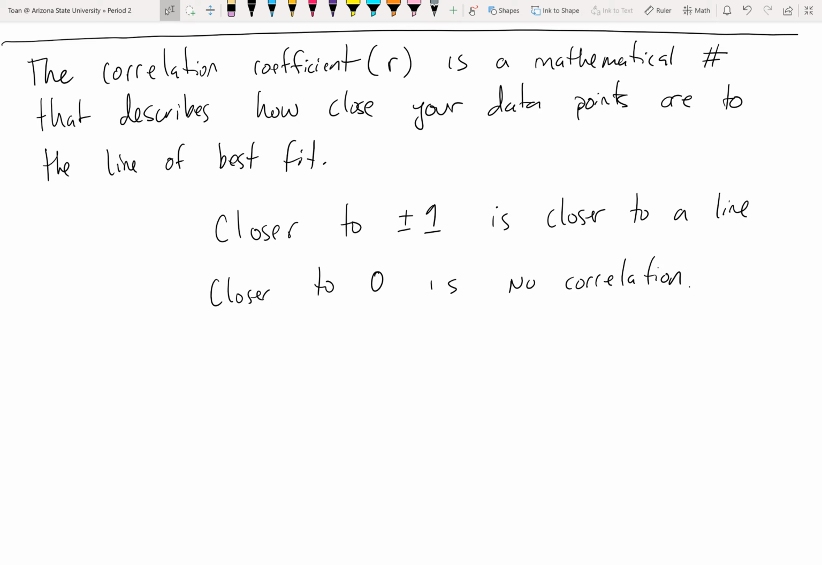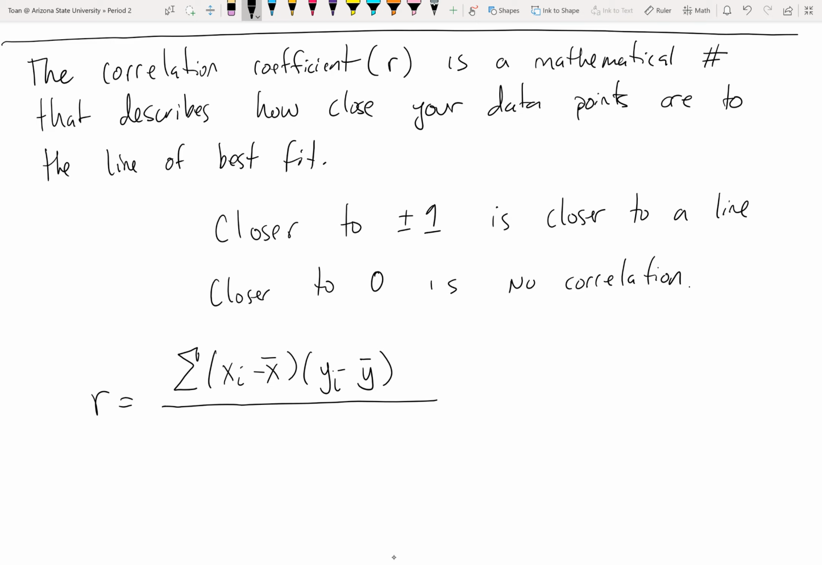Now, what would you have to do if you were a student in high school in the early 2000s as I was? This is the formula to figure out the correlation coefficient. It is a fraction of the summation of x sub i minus x bar times y sub i minus y bar, all over the square root of the summation of x sub i minus x bar squared times y sub i minus y bar squared. That is what I had to do by hand in high school.